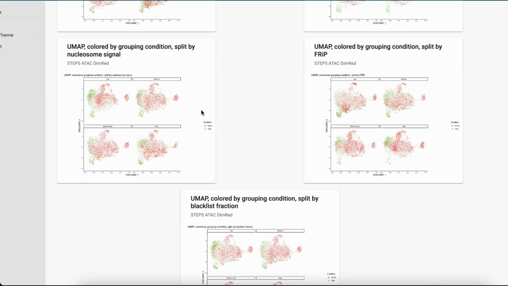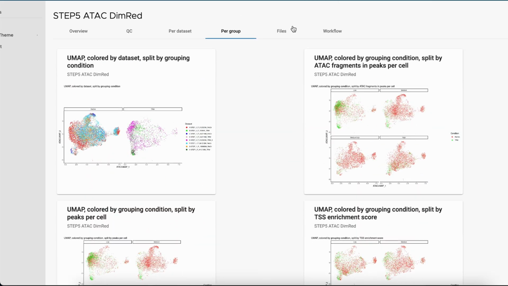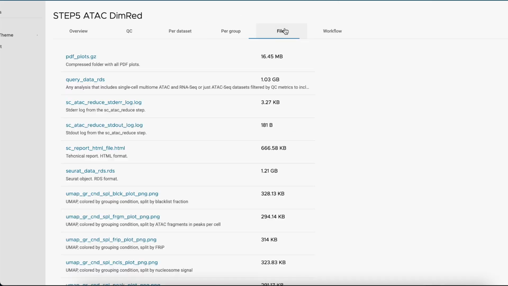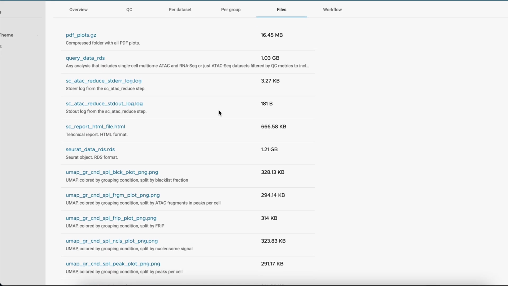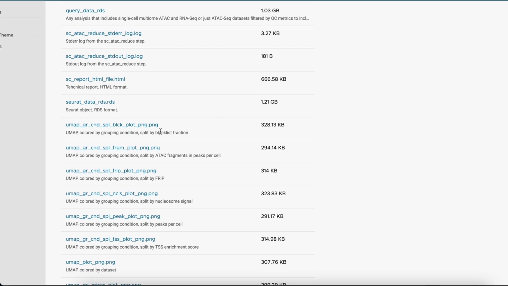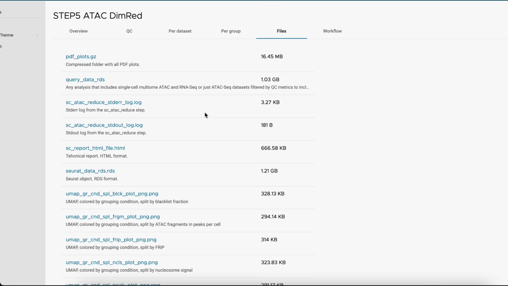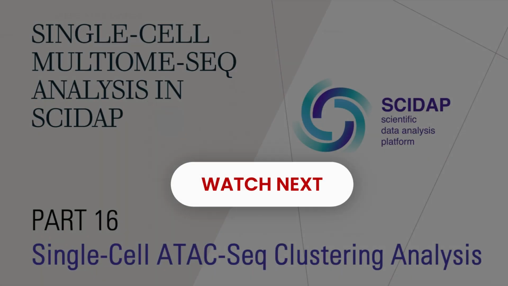And there are files with all the PNG plots and the workflow. And this is pretty much it for this intermediate step, dimensionality reduction. And in the next video, we will start single-cell ATAC clustering.